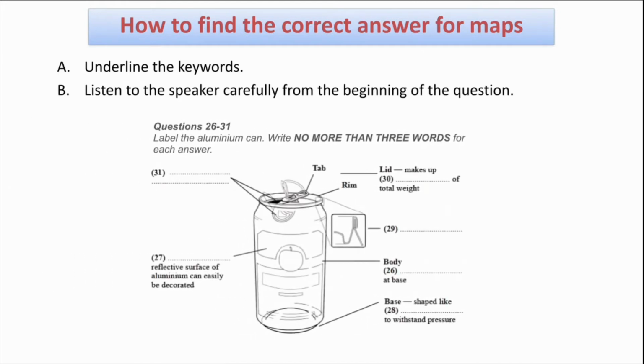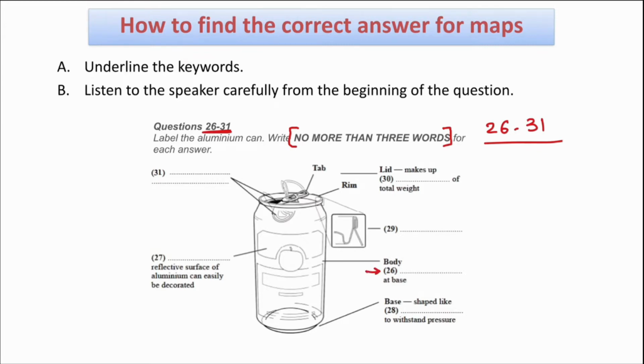For example, if we look at this diagram, how will you find the keywords? Question number 26 to 31, as I've earlier explained, there's an aluminium can given to you and the instruction is saying you have to write the answer in no more than 3 words. That means the answer will be either 1 word, 2 words or 3 words, but not more than that. Here, you have to underline the keywords in sequence. The sequence starts from question 26 to 31. You need to follow the sequence all the time when you get these kinds of questions.